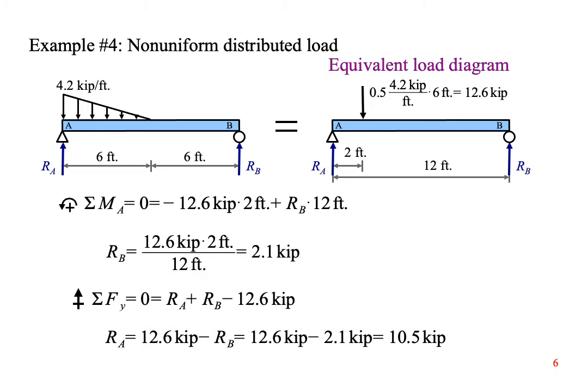What if the load is a non-uniform distributed load? We use the same method, but the area under the distributed load is the area of a triangle, half of the base times the height. You can find the centroid of a triangle in Appendix C. It's 1/3 of the distance from the thicker end of the triangle and 2/3 of the distance from the pointy end. Otherwise, you solve the problem the same way as before.